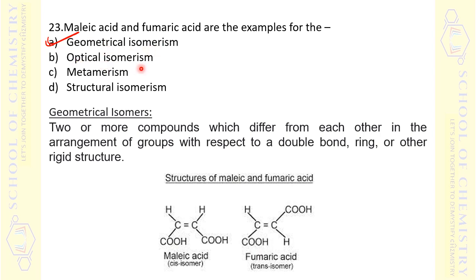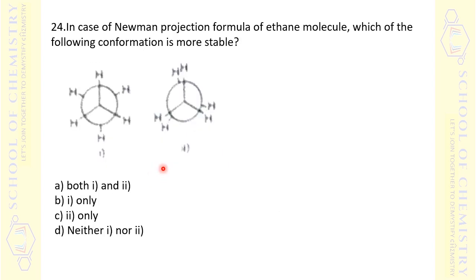So optical isomerism means the compounds which are having chirality, so they will be having different optical rotation. One will be rotating the plane of plane polarized light towards right, whereas the other one will be rotating the plane of plane polarized light towards left. So that will be optical isomerism. You can just go through that, but here in this case it is geometrical isomerism. Let's move on to the next question.